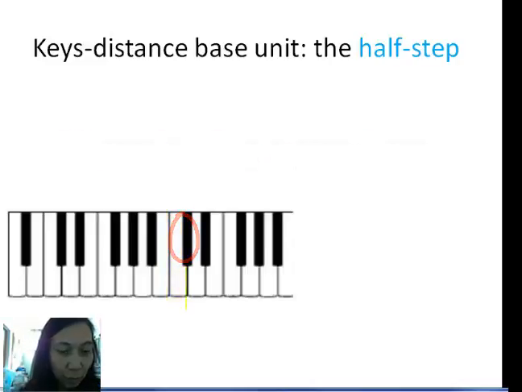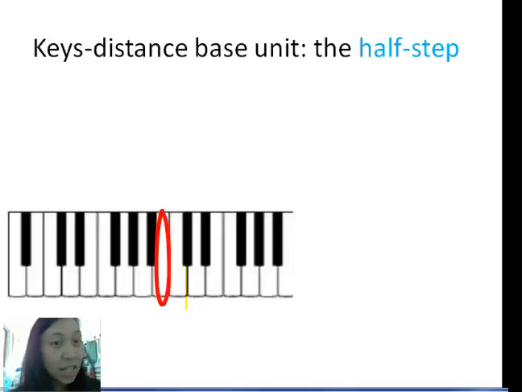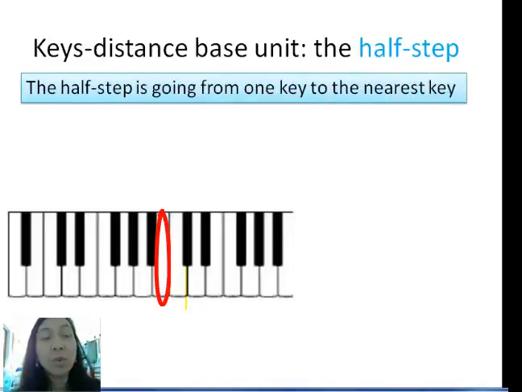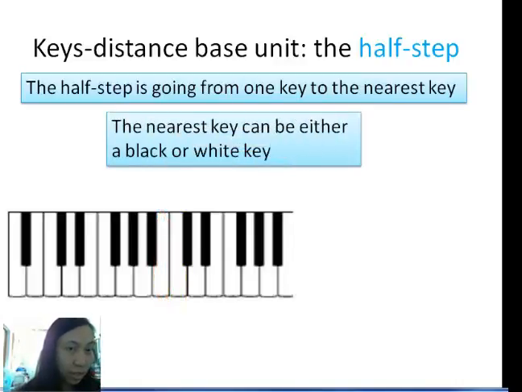Okay. Now, if I was in this particular key, what would be a half step down from it? Therefore, the half step is just going from one key to the nearest key. And the nearest key can either be a black or a white key, as experienced through your exercise. Do you remember where C is? Can you try to find it again on this keyboard?